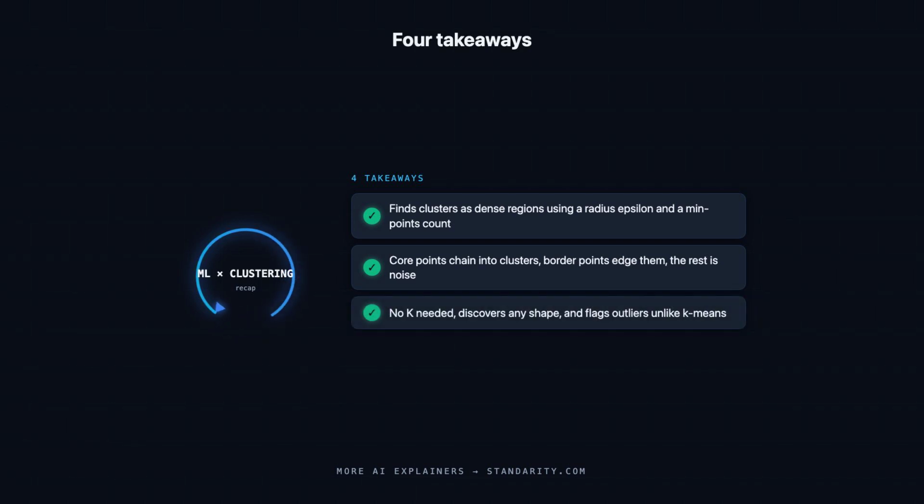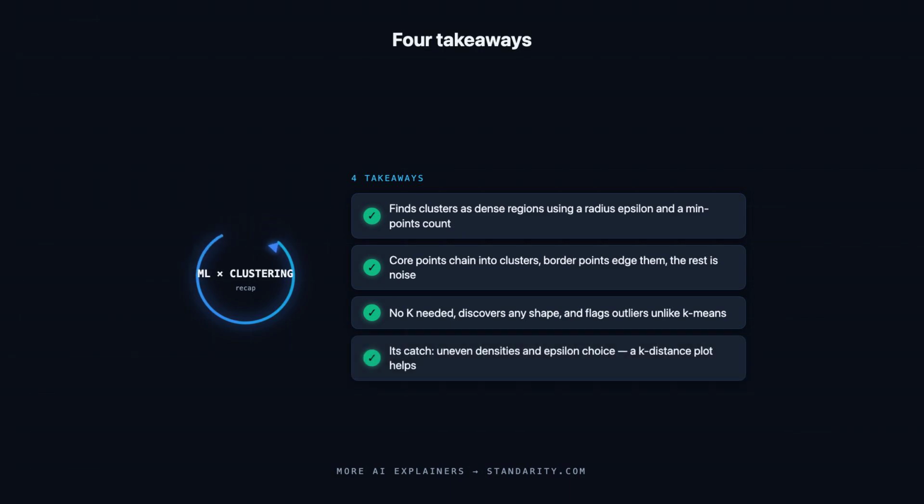Its big advantage over k-means. It needs no number of clusters up front, discovers clusters of any shape, and flags outliers instead of forcing every point into a group. Its catch is uneven density. Since 1 epsilon can't fit clusters of very different tightness. And choosing that epsilon well is the real practical skill.